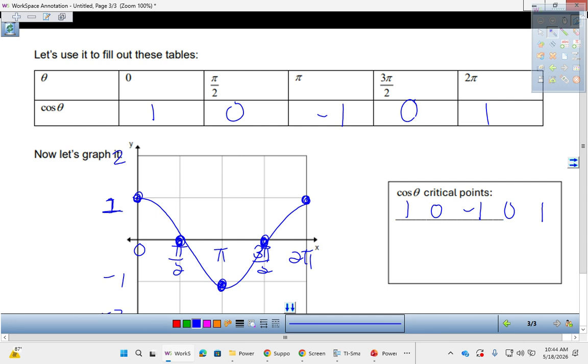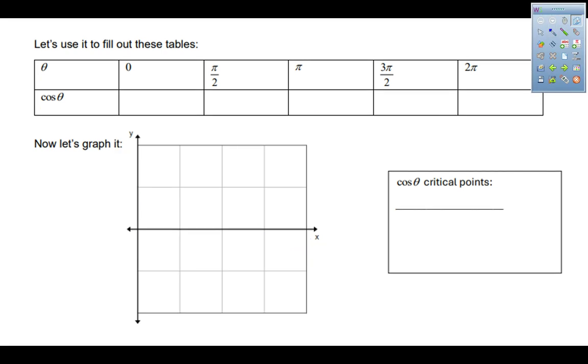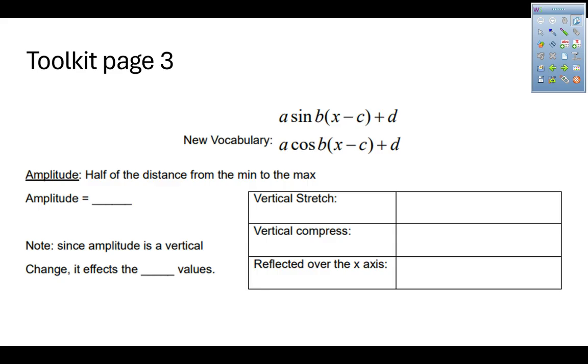So today what we're going to do is focus on what's called the amplitude, okay? Amplitude is the stretch and shrink of the curve. So an amplitude is going to take this curve and make it either taller or shorter, okay? So it's like a vertical stretch, we'll make it taller, a vertical shrink, we'll make it shorter. So on your toolkit page 3, you've got this new vocabulary. Amplitude is the height of the graph, okay? So amplitude is half the distance from the min to the max. I don't need you to know the definition of amplitude, okay?